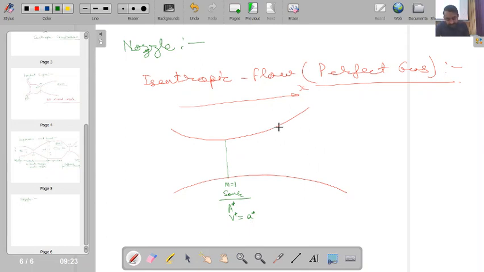Now, let's say if I go at any cross section, either in the left direction of this A star or in the right direction of this A star, I will be having some different value of area. Say at any arbitrary cross section, it can be on the left or on the right, I have value of area as A, value of velocity as V, speed of sound as a, and say density as rho. So here I will be having density as rho star. Is this one clear?